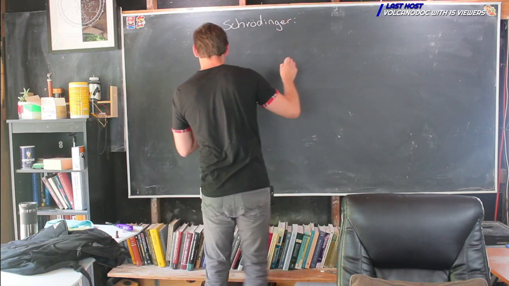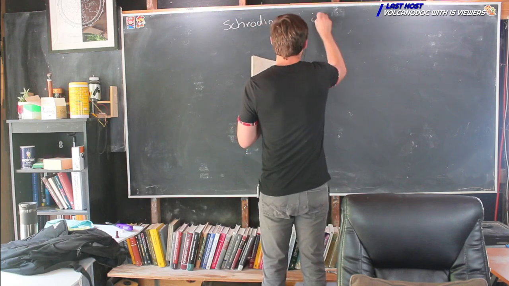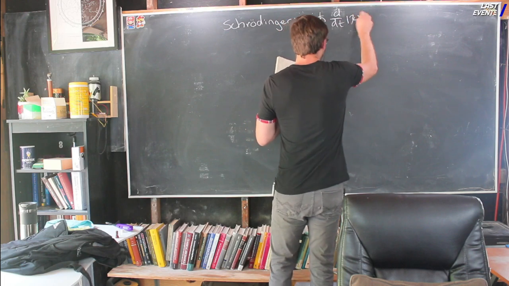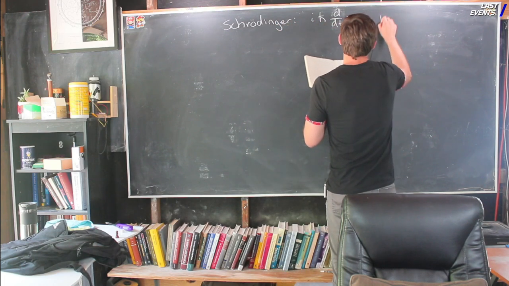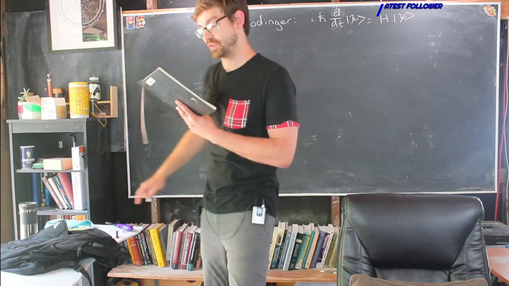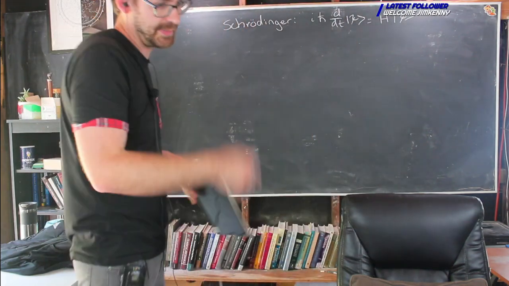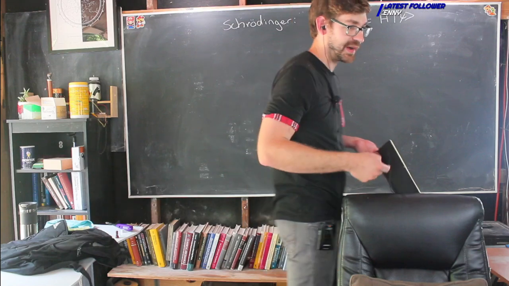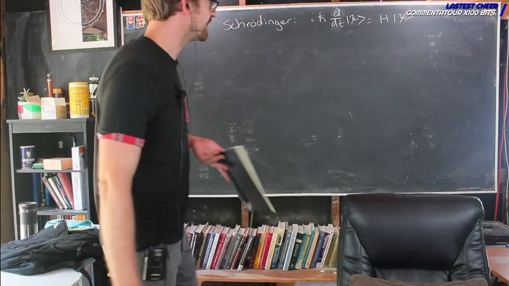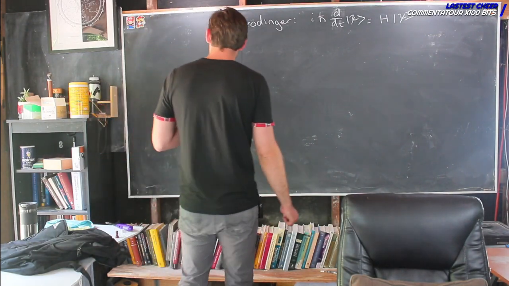Going back to the basics on this one, right? We have i h-bar times d/dt on psi, which is equal to the Hamiltonian times psi. Now, this is not the Hadamard. This is the Hamiltonian, so we do have to be a little bit careful about saying when I'm writing the Hamiltonian versus the Hadamard. Nevertheless, this is the Hamiltonian for the Schrodinger equation.